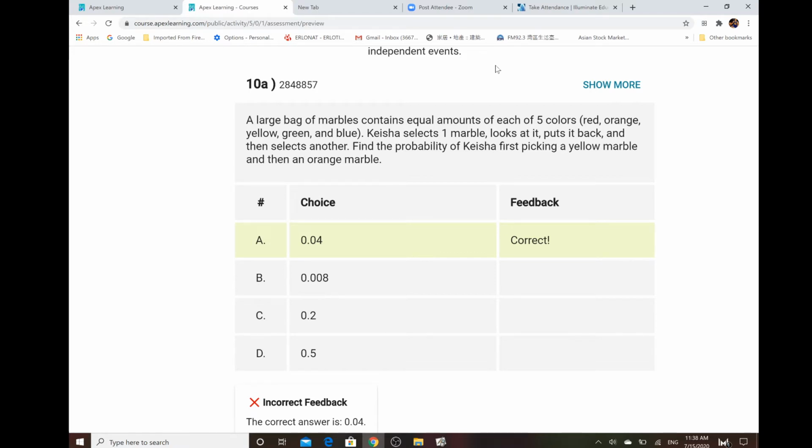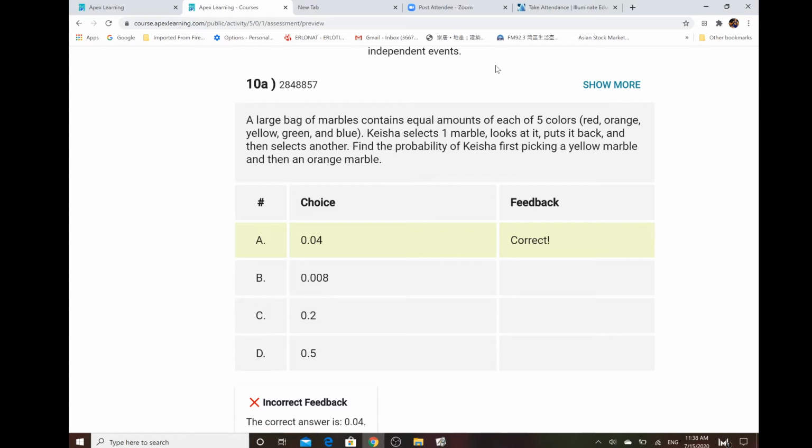Yeah, I think there's a little typo here, so this one is putting it back there. So 1/5 times 1/4. That only gives you 0.05, so we don't do it this way. But 1/5 times 1/5, then that'll be 0.04.